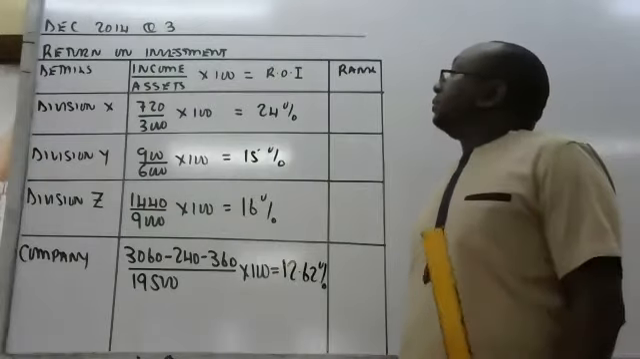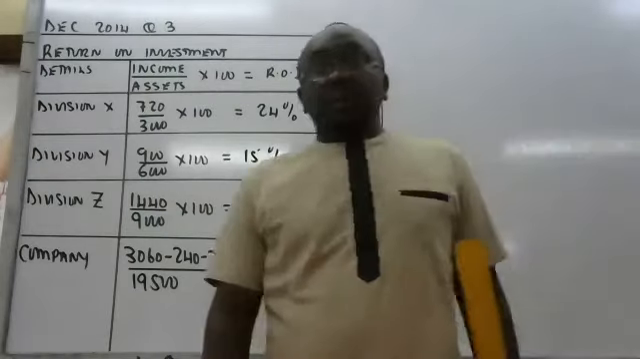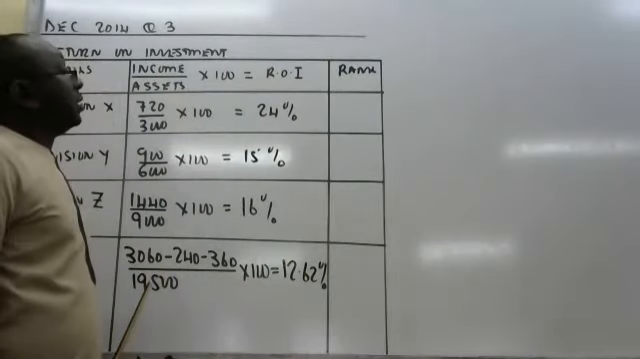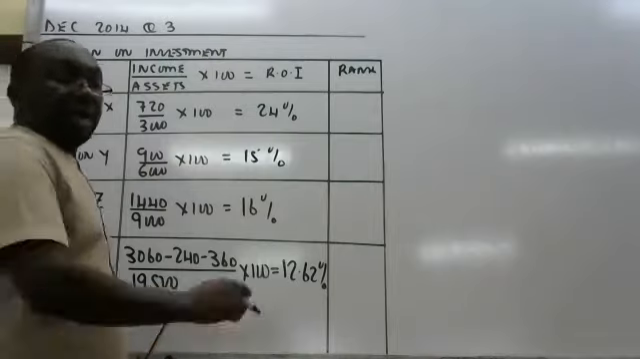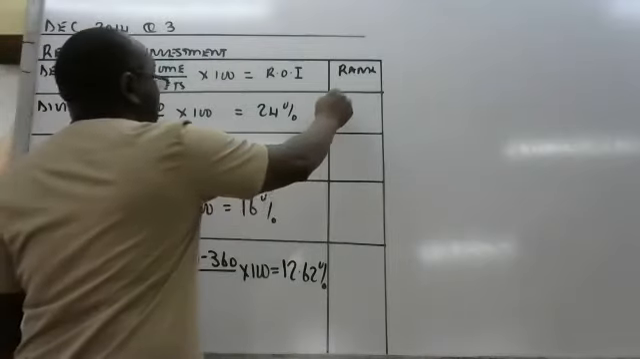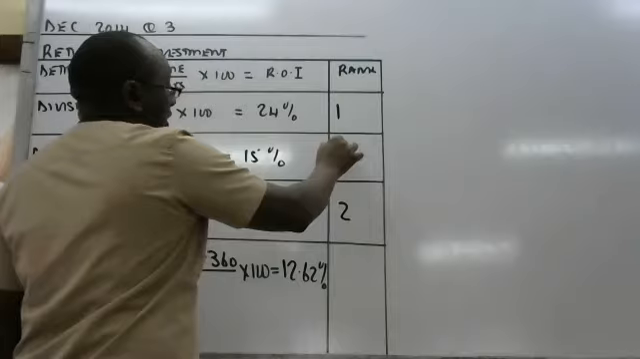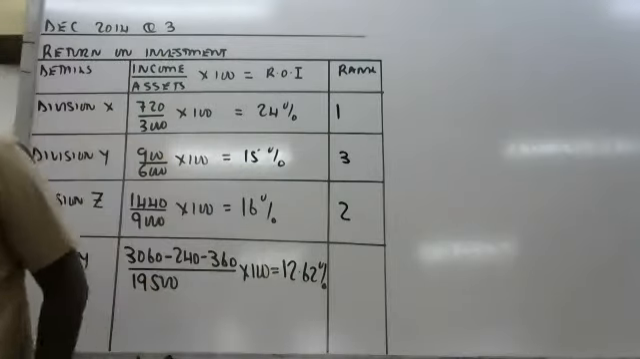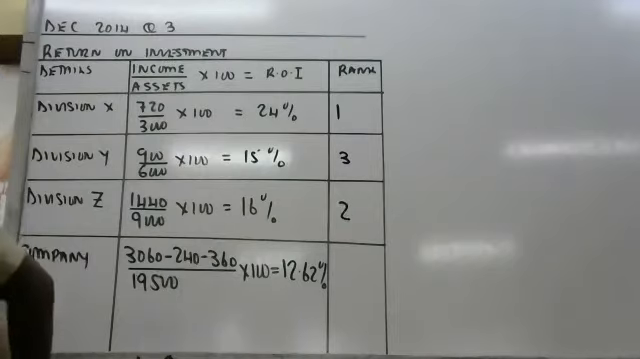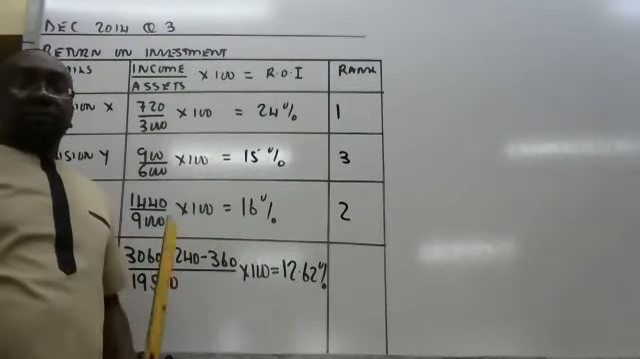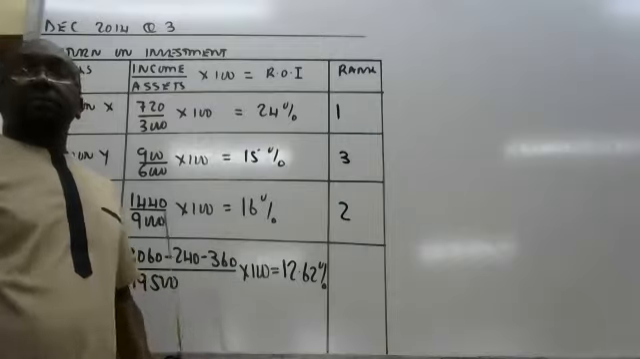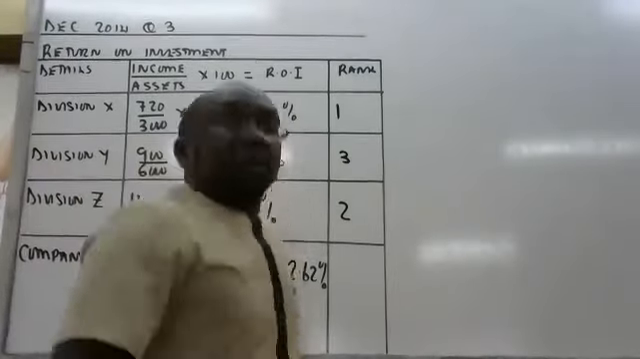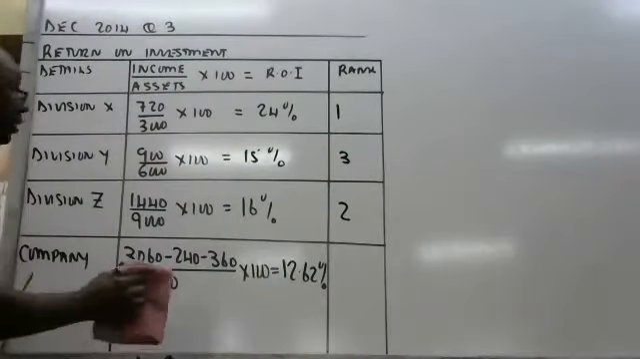So with that now, we rank. So ranking will be like this. This is number 1, this is number 2, and this is number 3. Obviously, you don't rank the company. You okay with that? Okay.